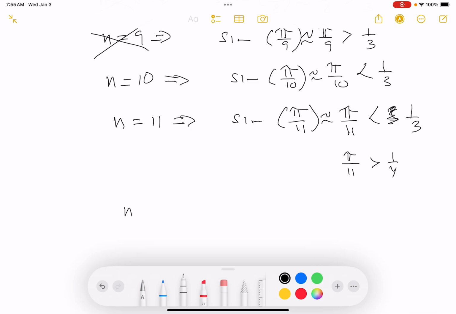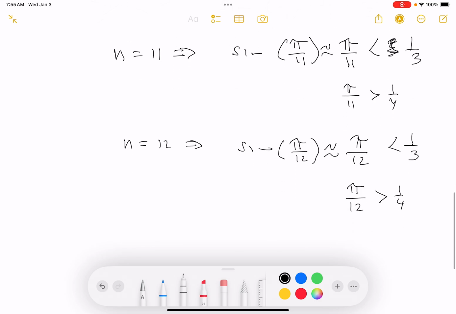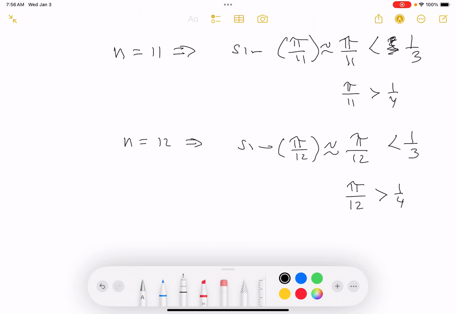Let's go to n equals 12 now. We get sine pi over 12. That's going to be roughly pi over 12. And again, I know that's less than 1/3. They'll always be less than 1/3 now. My big concern is, is pi over 12 greater than 1/4? I'm looking at this and I'm going to say success again, because 4 times pi is greater than 3. That'll be greater than 12. That looks good. Let's go to 13.